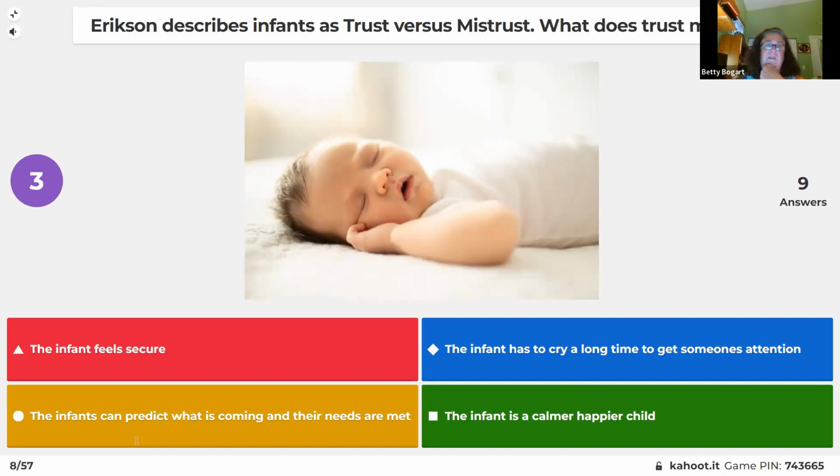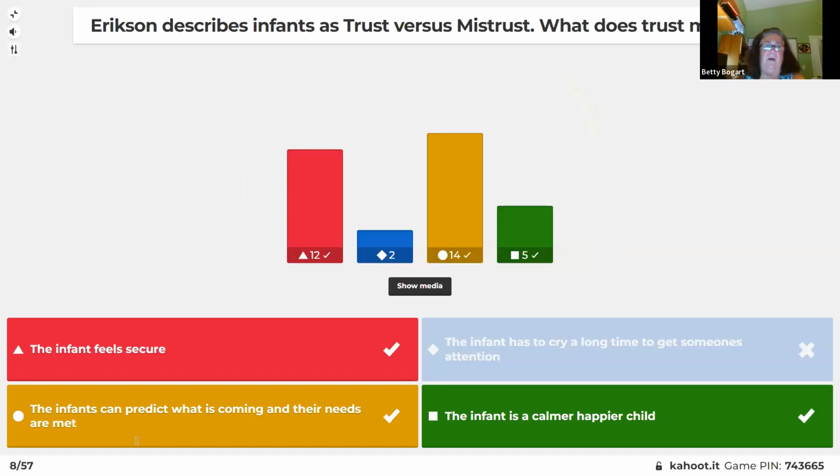I mean, you look at infants, what do they want? What is their life? What is that all about? They want to eat, they want to be changed, they want to be held, and that's trust when they get all those things met. And if you do that, they're going to feel secure. They're going to be calmer. They're going to be happier because they can predict what's coming. All their needs are going to be met. You do not have to have an infant cry a long time to get someone's attention. That is mistrust.